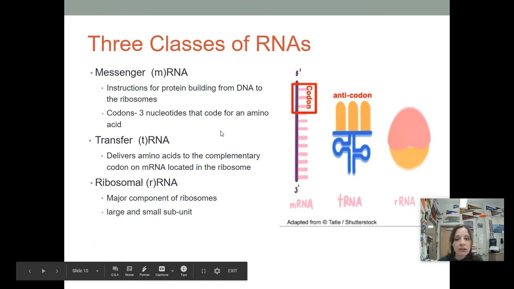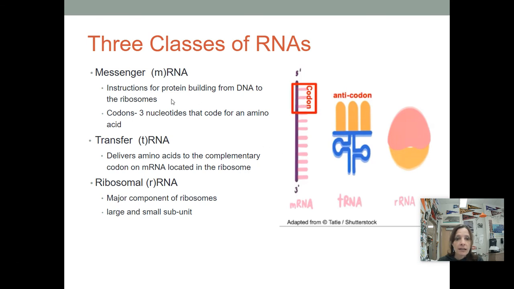Okay, so like we talked about before, there are three types of RNA. You have messenger RNA, which is right here, and that is the instructions for building the protein. The message gets taken from the DNA to the ribosomes. The messenger RNA is separated into what's called codons, which are in threes. And the codon codes for a specific amino acid.